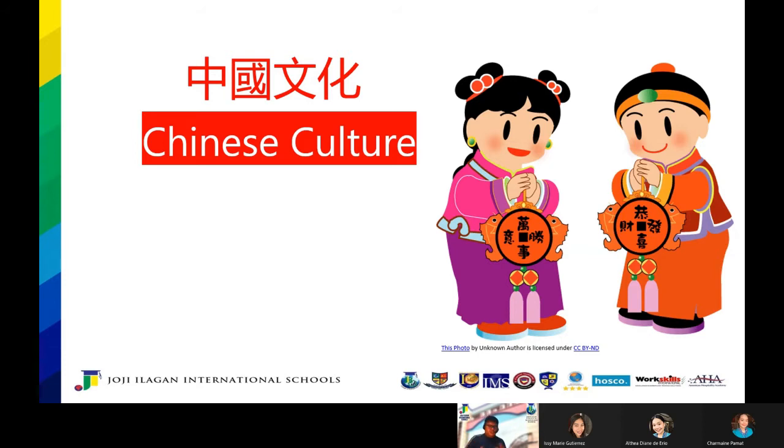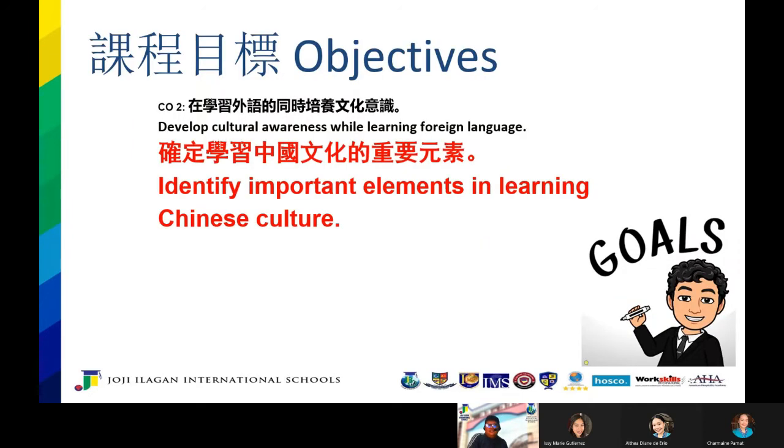And usually we will also identify what that particular thing is, and you have to mention it in Mandarin Chinese. Okay, so again, we're still in that particular objective of identifying important elements in learning Chinese culture.